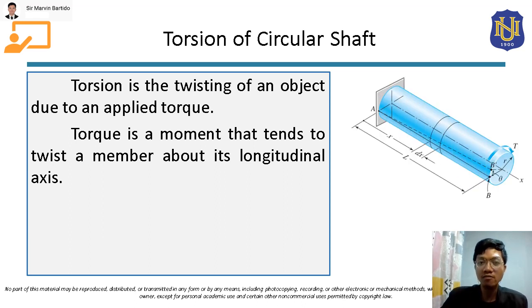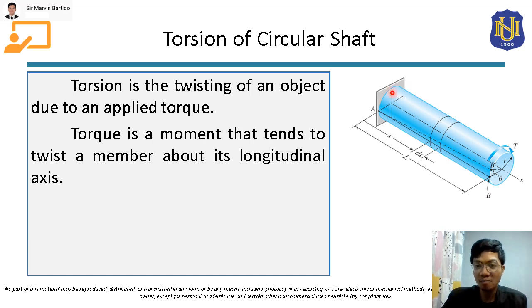Okay, so let's say we have here this circular shaft, this circular shaft AB. As you can see here, this is restrained here at end A, and the other end is free. So, class, as you can see here, there is an applied moment. This is an applied moment, and this moment is the torque. So this torque will cause this circular shaft to be twisted.